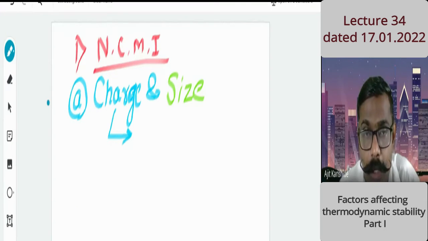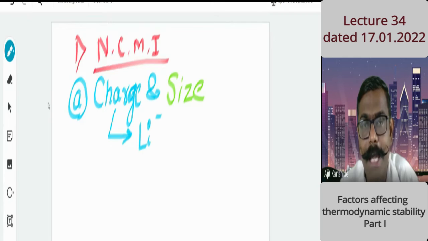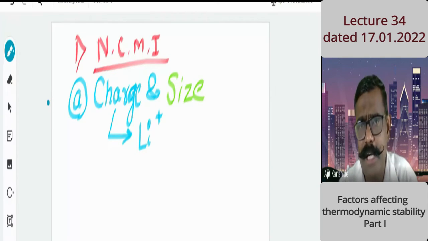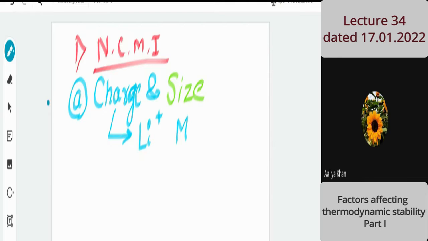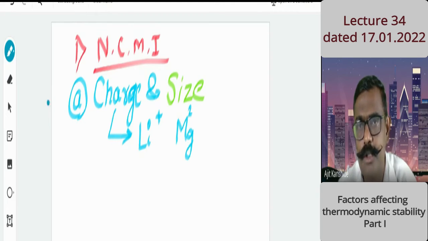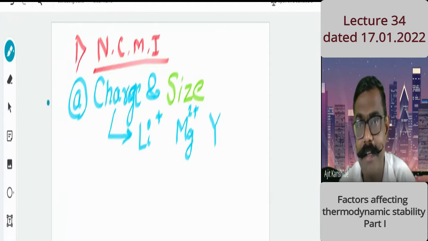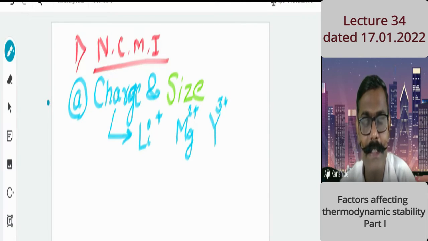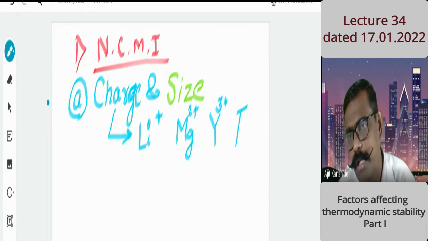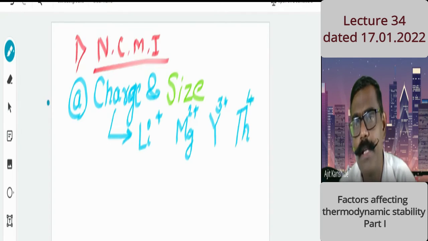Right. Group number one. Out of that, let me consider the second element in group number one, that is lithium, which carries the plus one charge. Then let me consider one element from the second group whose atomic number is 12. Help me. Which is that element with atomic number 12? Magnesium. Right, magnesium. Charge is 2 plus. Let me consider an element with charge 3 plus, which is below scandium, in the third group. What is that? Yttrium, which carries 3 plus charge. And last, I want to consider thorium, an actinoid, which carries plus 4 charge.